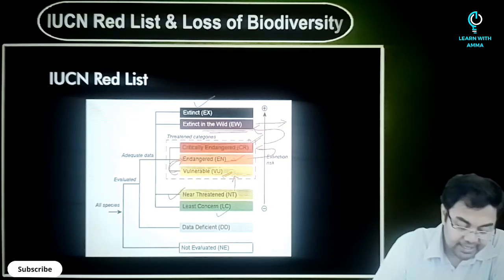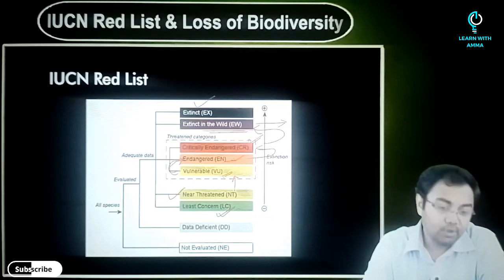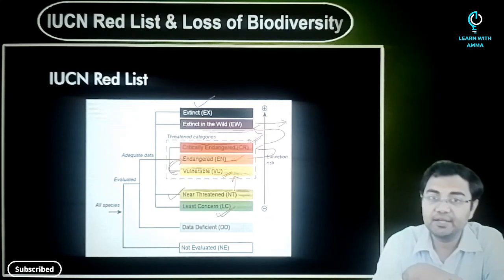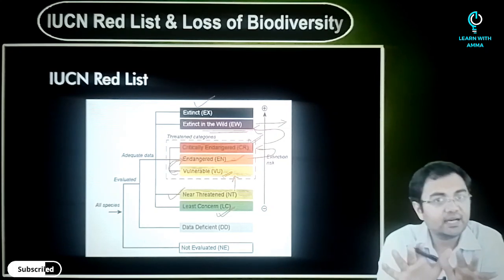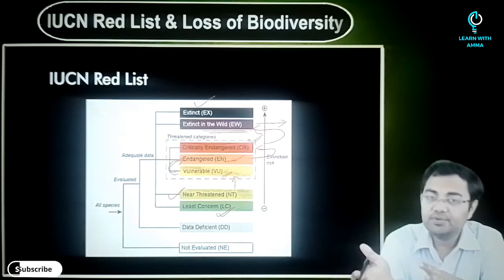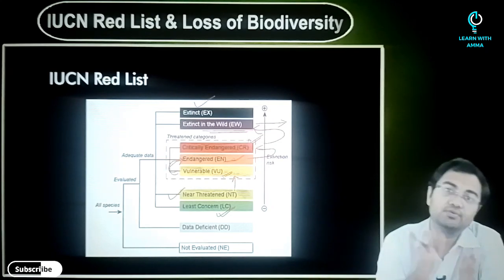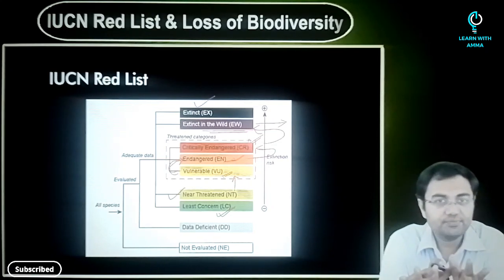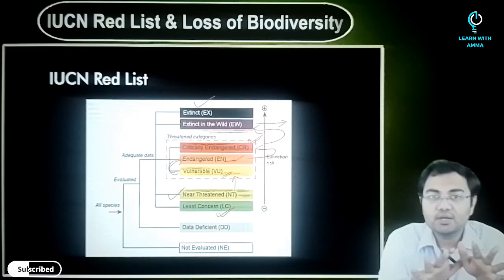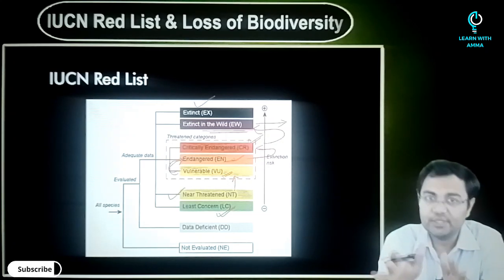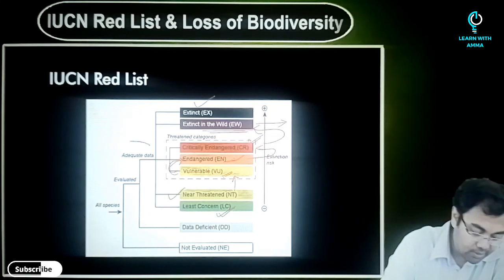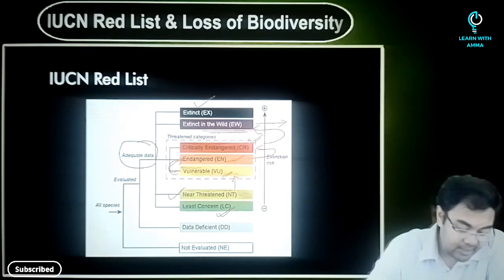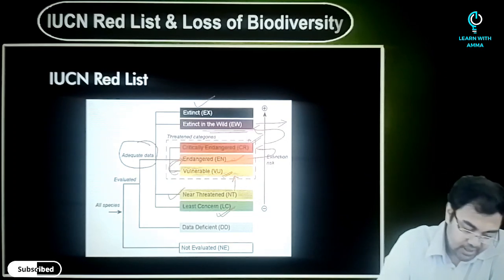Then after that we have the category of least concern. When we talk about least concern, this is a category of species which currently are safe, and whether with conservation efforts or without conservation efforts, they are safe for now and there is no particular threat to them in the near future. So these can be called least concern. And these are all for the ones for which adequate data is present. These three are the most important ones.